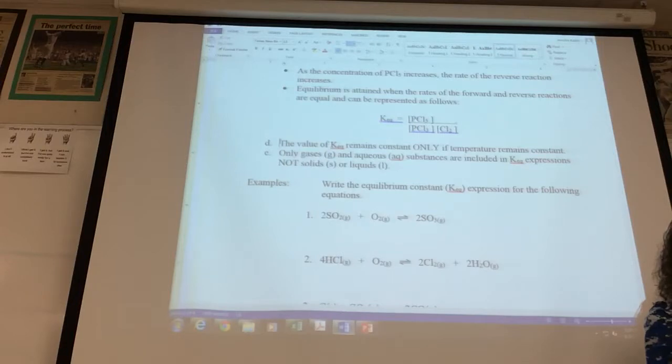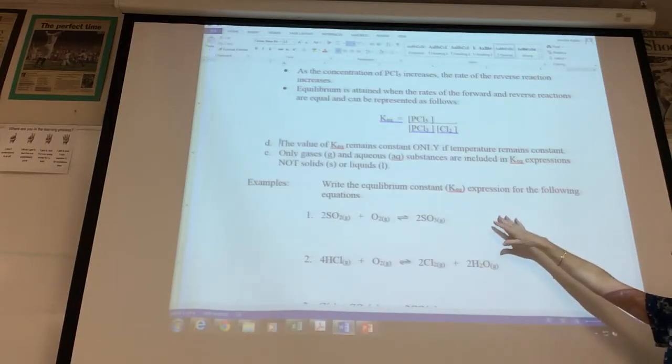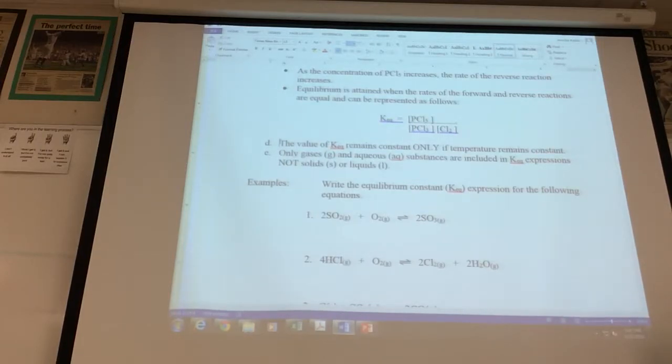Not at this level. All right, so it says write the equilibrium constant expressions for the following equations. So let's do these together. Once you learn how to write them, you can solve and interpret them.